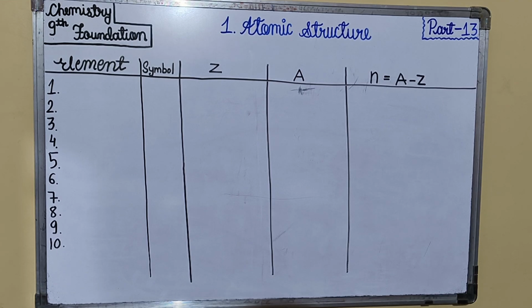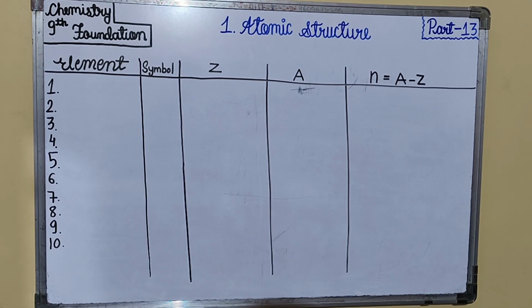Today we are going to learn class 9th foundation subject chemistry. Our chapter is chapter number 1, atomic structure, and this is part 13. In this part we are going to learn elements from 1 to 30 with their symbol, their atomic number, mass number and number of neutrons present in them. So let's start.